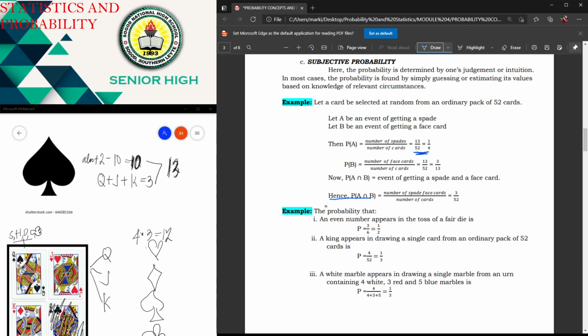So what is the probability of A being a spade and B being a face card? We're just going to get the intersection, diba? We are going to get the intersection since the spade has also a face card. So we have the spade queen, the spade king, and the spade jack. So we have 3, so we have 3 over 52. Hence, the probability of the intersection of A and B is 3 over 52.